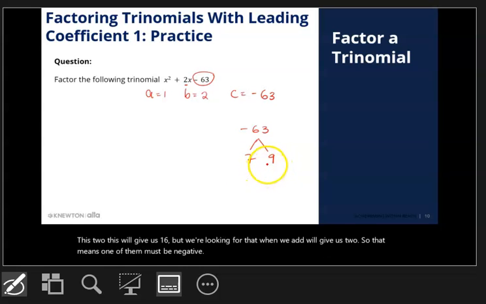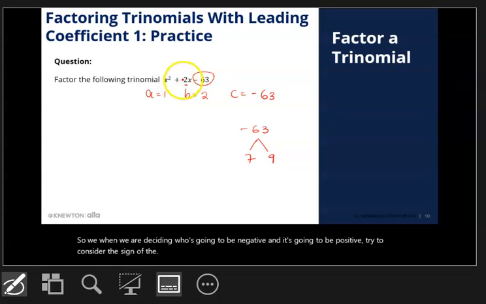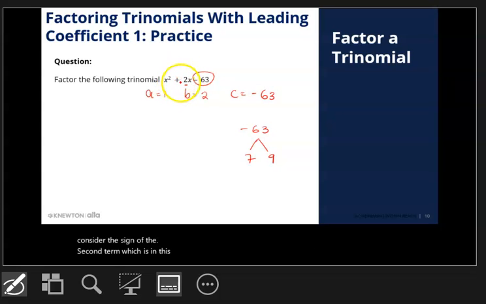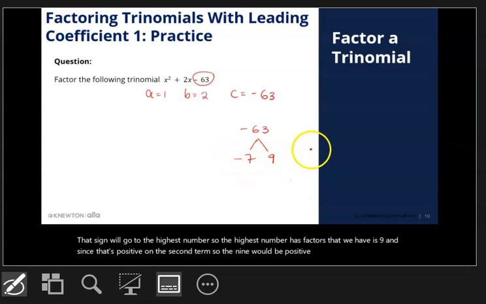When we are deciding who's going to be negative and who's going to be positive, try to consider the sign of the second term, which is in this case positive. And whatever the sign of the second term, that sign will go to the highest number. So the highest factor that we have is 9. And since the second term is positive, the 9 would be positive, and this should be negative.